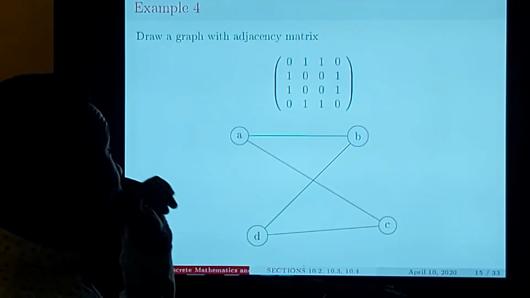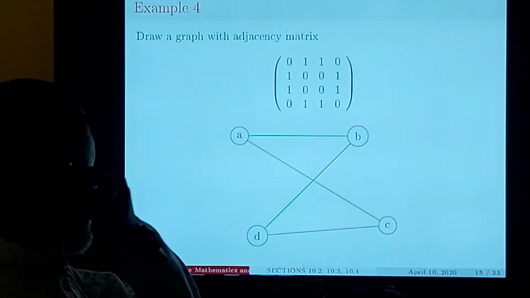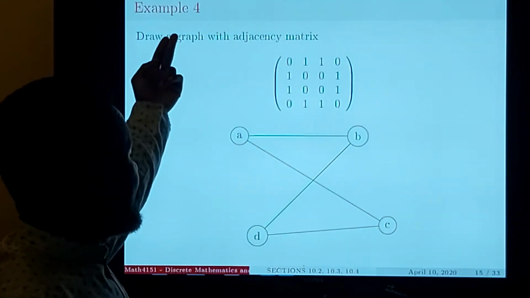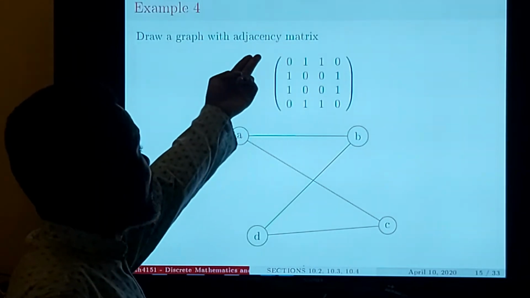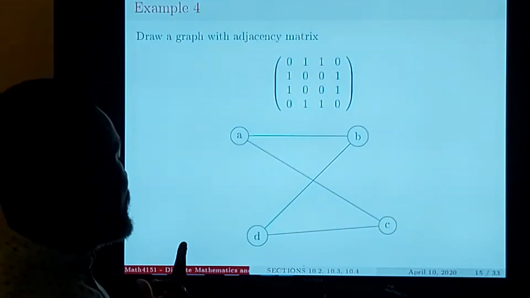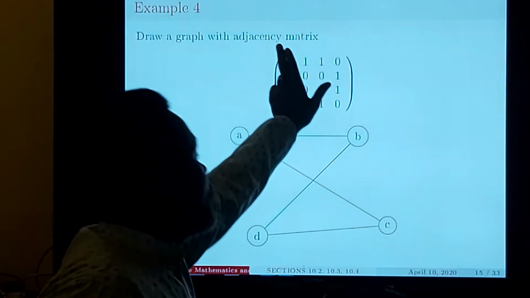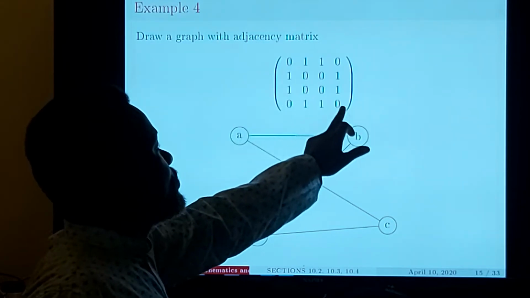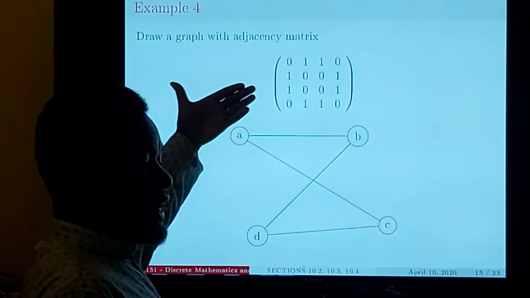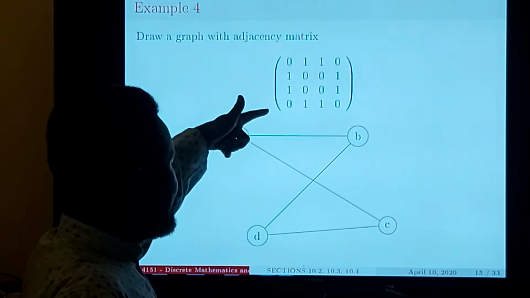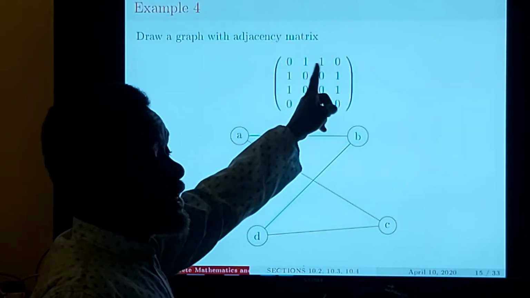Next example. Now you can be given a matrix, and you draw the graph. So now, given this adjacency matrix, draw a graph with this adjacency matrix. What do we have? Well, we have A, B, C, D again. So 0, 0, 0, 0 means that there are no loops. When we write a nice way of constructing the matrix, previously I didn't tell you, you just label them here A, B, C, D, A, B, C, D, and then you just check the adjacency.